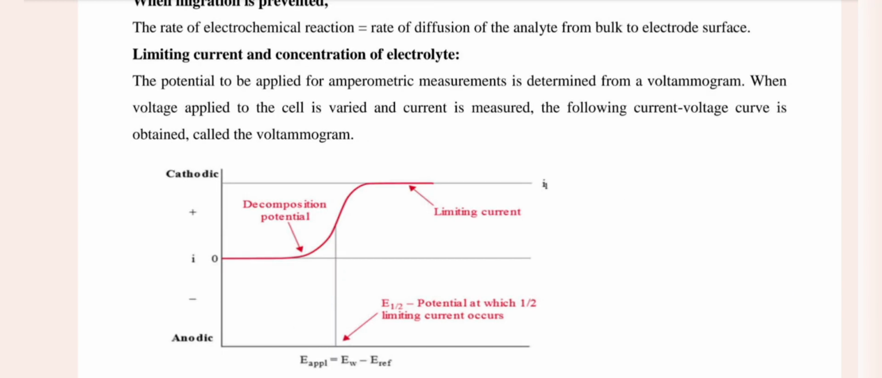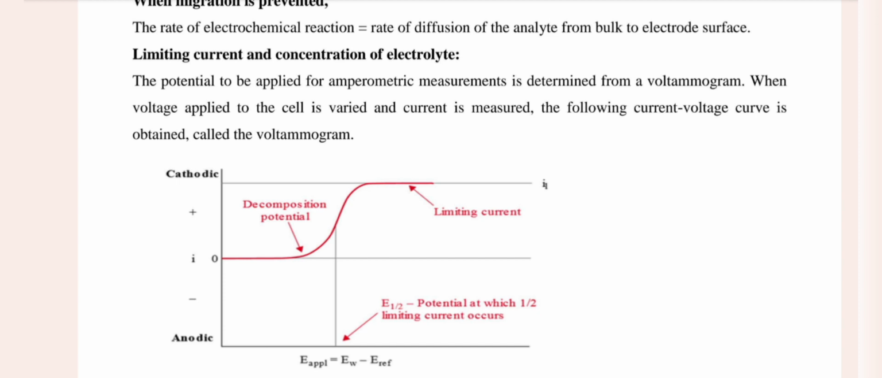Next, we need to know what is meant by limiting current and what is the relationship between limiting current and concentration of the electrolyte. Before conducting the sensing experiment, that is the amperometric sensing, we need to fix the voltage to be applied. The potential to be applied for amperometric measurements is determined from a voltammogram.